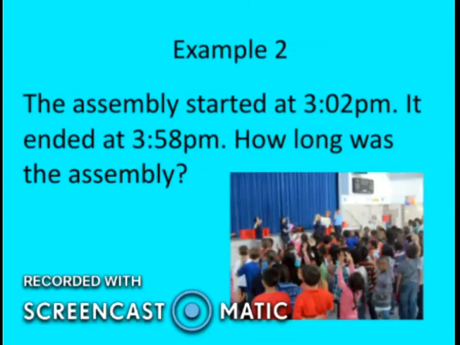So this time we're looking at something a little different. We know the start time, we know the end time. Now we're looking for that time that's in between, the elapsed time. How long was the assembly? So we're looking to see how long the assembly was. So let's hop back over to our whiteboard and try to solve this problem.